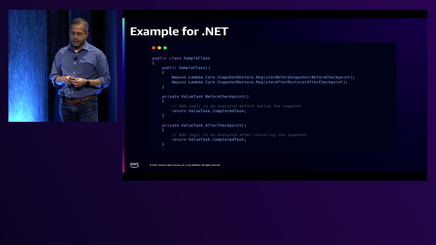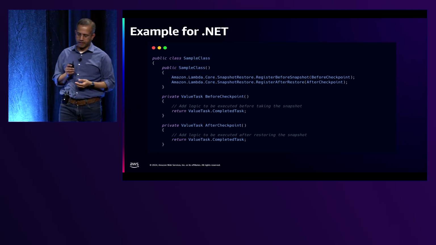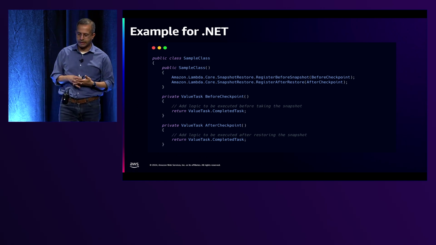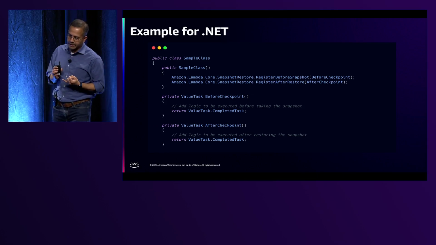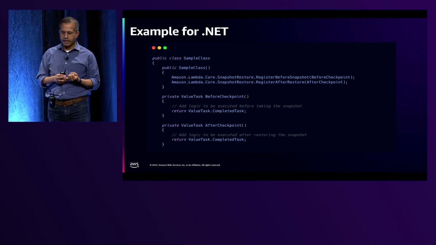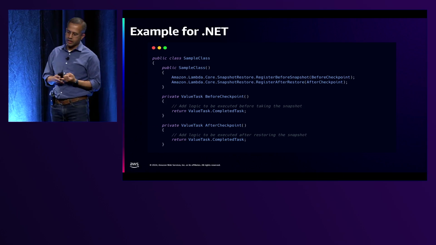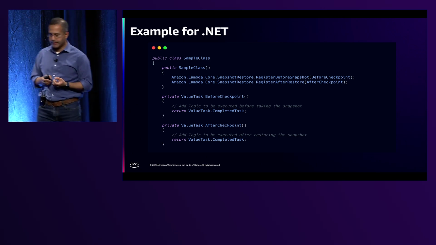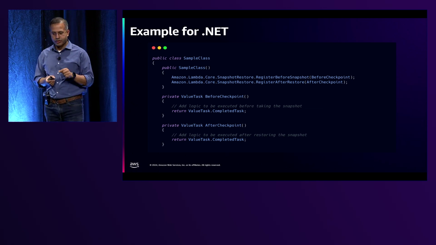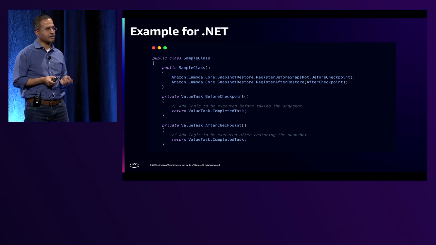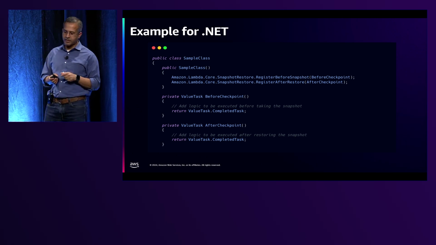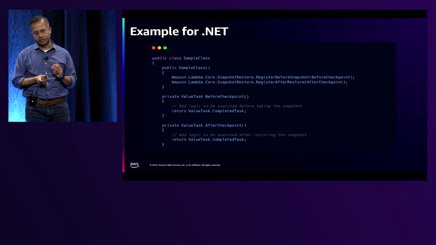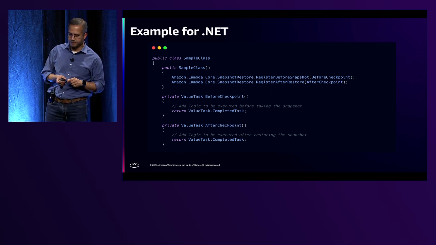A couple of callouts here: register your hooks in your initialization code. So some guidelines are: for an executable assembly approach, register your hooks before you start the Lambda bootstrap with run async. For a class library approach, register your hooks in the handler class constructor. And for .NET Core applications, register your hooks before calling the web application's run method.